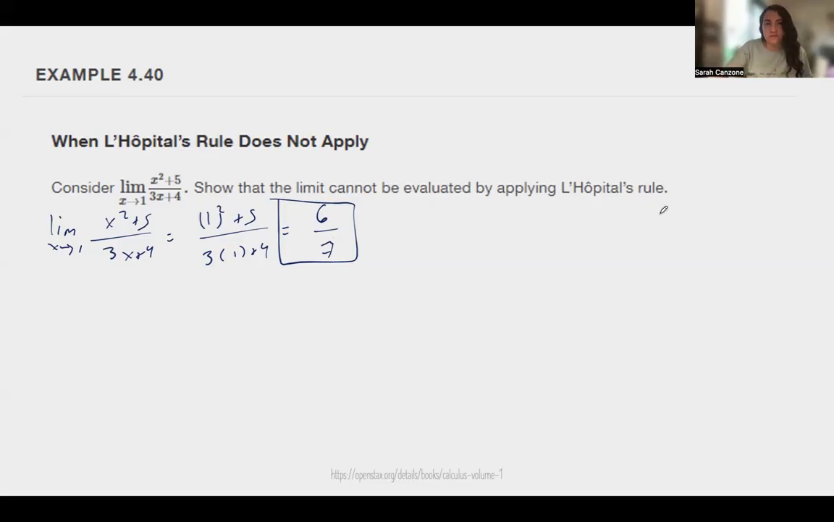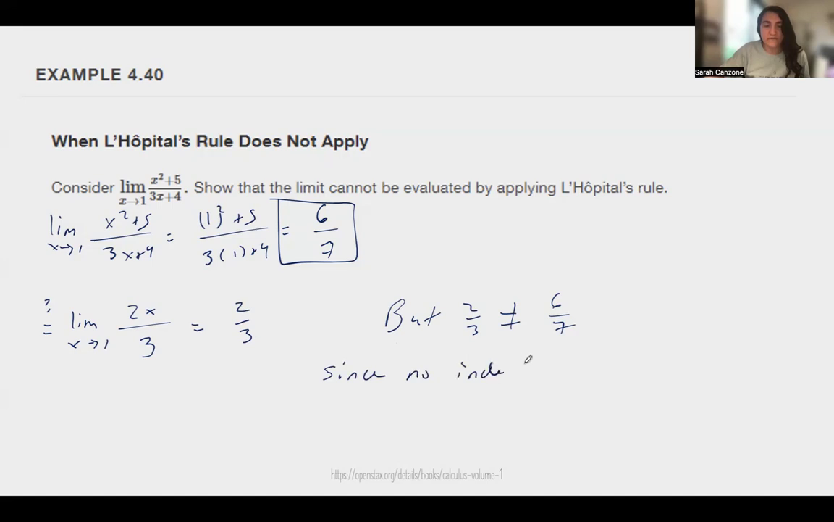Let's show that we can't use L'Hopital's rule. So let's take the derivative of the numerator and denominator separately. So we can maybe, question mark, say that this is equal to the limit as x approaches 1 of, well, let's take the derivative of the numerator. So this could be 2x over the derivative of the denominator, which is just 3. Well, now that we've taken a derivative, we could try to plug in our value, and what we get is 2/3. But 2/3 is not equal to 6/7. So since there is no indeterminate form, we cannot use L'Hopital's rule.